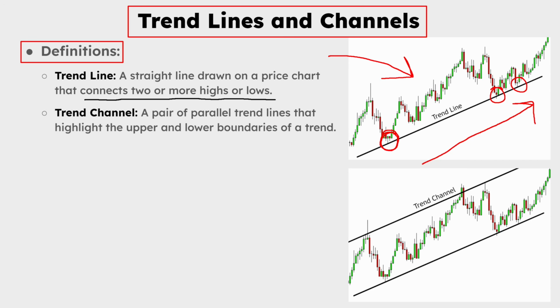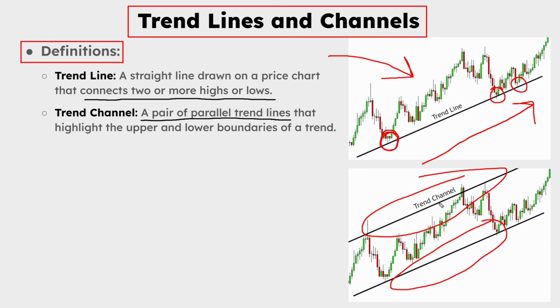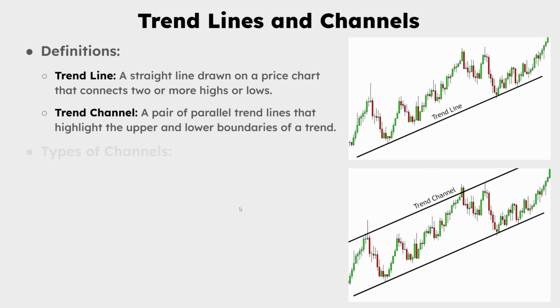But now then, what about a trend channel? Well, a trend channel is just a pair of parallel trend lines that highlight the upper and lower boundaries of a trend. So as you can see on this image right here, the important thing about a trend channel is that the lines need to be parallel. So the lower line and the upper line, in the case of an uptrend, need to have the exact same slope.